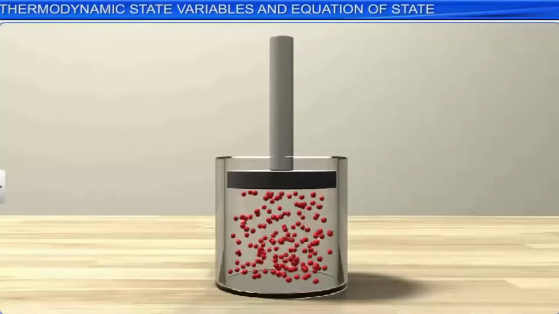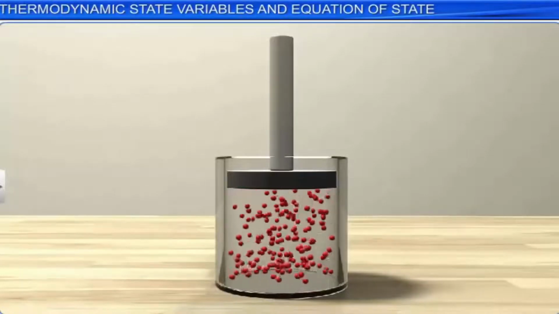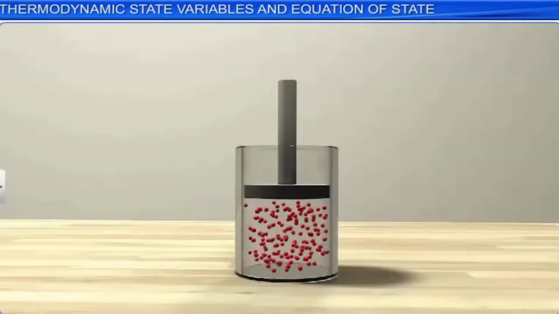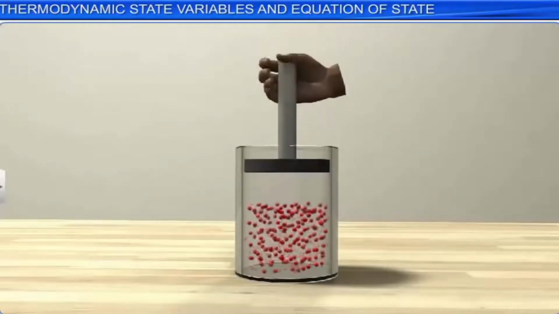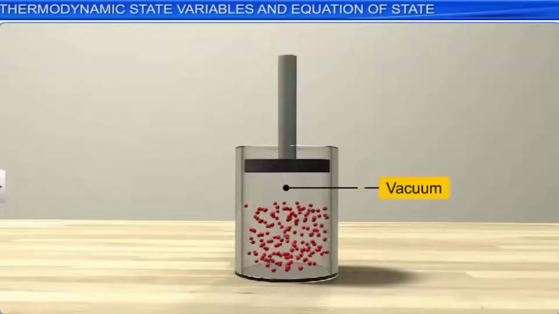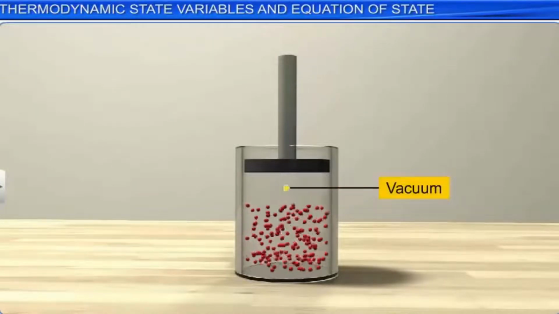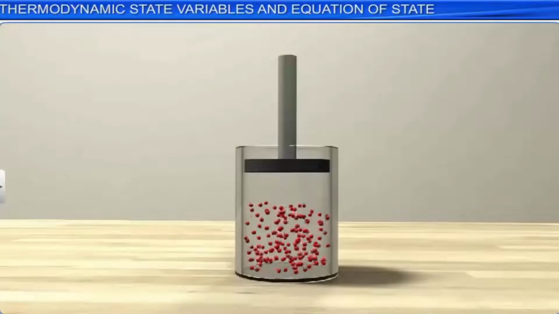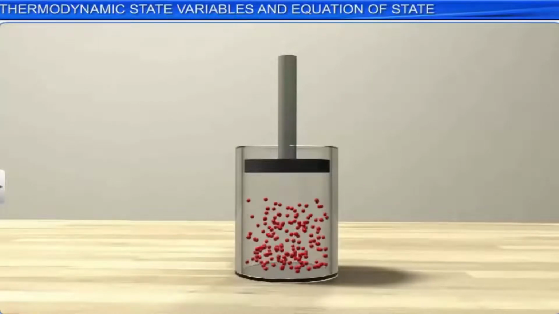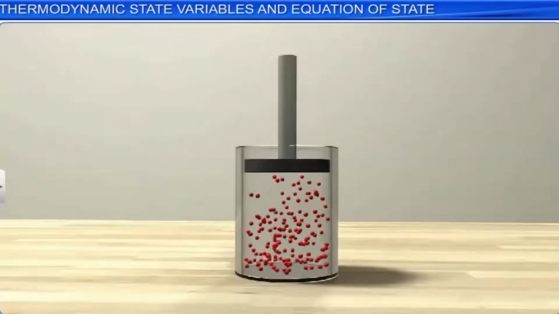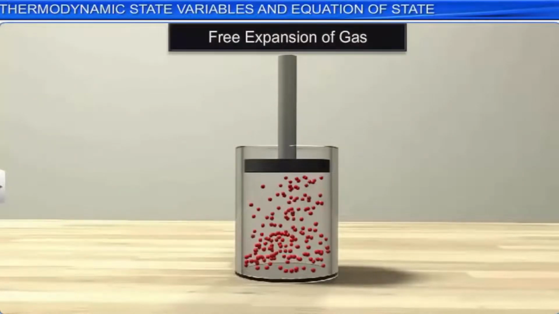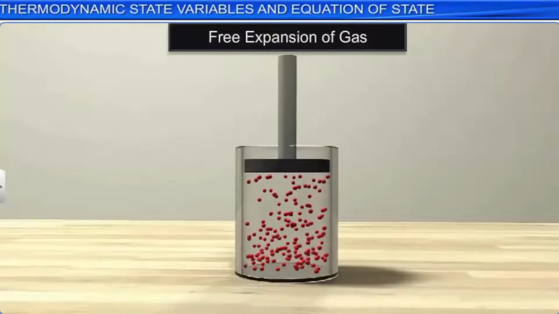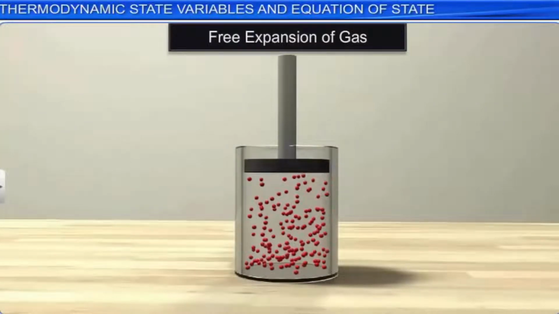Not every state of a system is an equilibrium state. For example, if we suddenly pull the piston up, a vacuum is created above the gas, and the gas in the cylinder starts expanding against the vacuum. This is known as free expansion. During free expansion, the pressure and temperature of the system are not uniform throughout the system, and these values change with time.